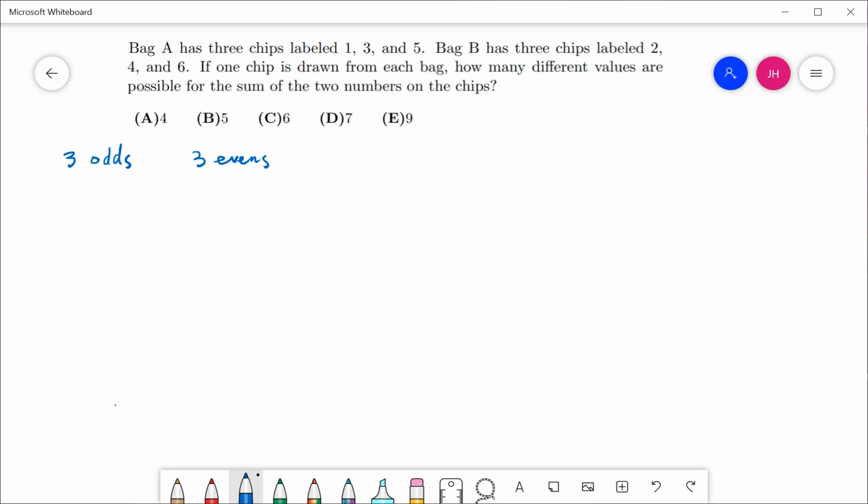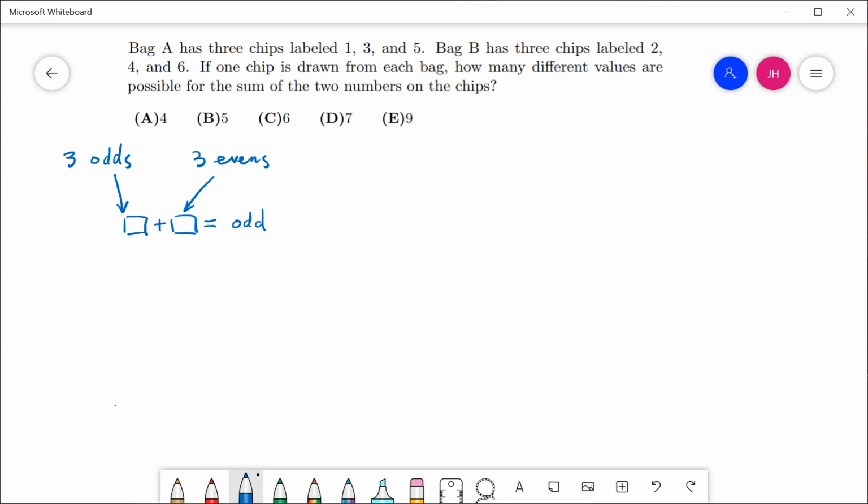Alright, if one chip is drawn from each bag, how many different values are possible for the sum of the two numbers on the chips? Alright, so we want to draw one chip from this bag and one chip from this bag, and then we want to add the two numbers on the chips. Since one is odd and one is even, we ought to get an odd number. It's got to be an odd number.